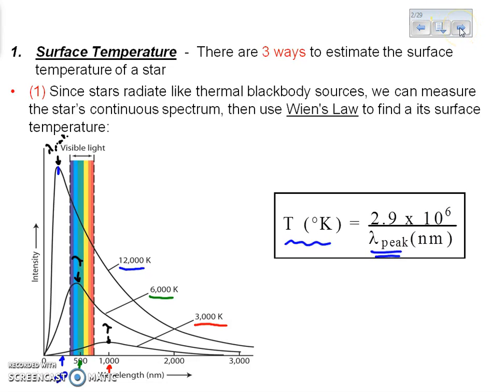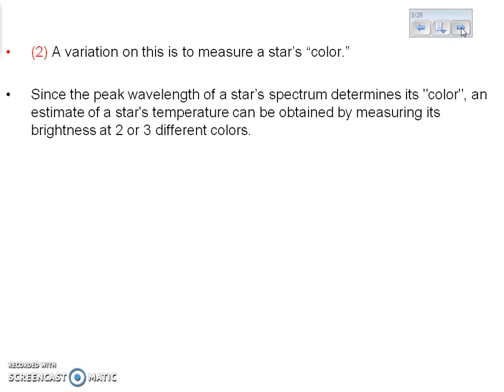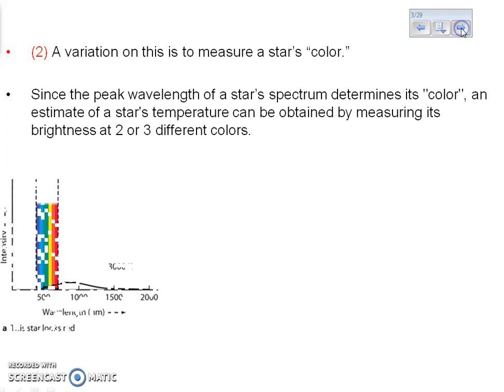Now, that's a tedious and difficult and long process because there are so many stars in the sky. So that's not always something you want to be doing. A variation, a quicker and maybe slightly less precise way of doing this is to measure a star's color. Because the peak wavelength is determining the star's color, you can figure out roughly how hot the star is on its surface by measuring its brightness in 2 or 3 different colors.